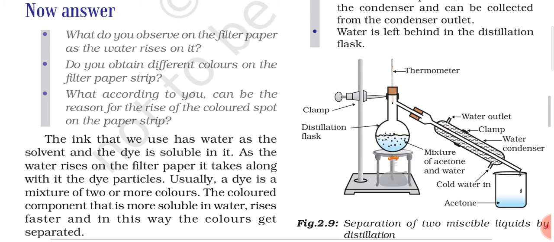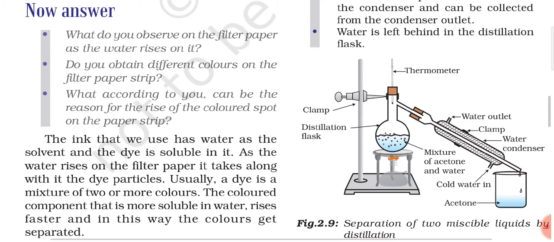So when the dye rises with water on the filter paper, then after some time, when this experiment is over, if the dye is a mixture of two components only, then we will find at the end of the experiment that the two colored components are shown at different heights on the filter paper. So the answer for this is yes, we will obtain different colors on the filter paper strip.